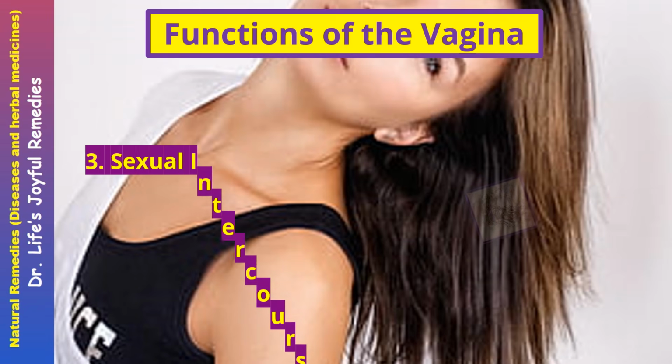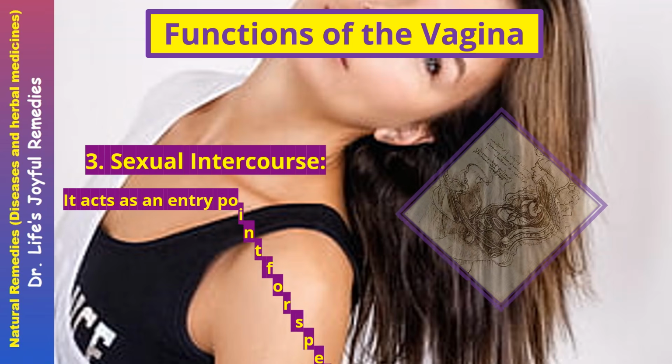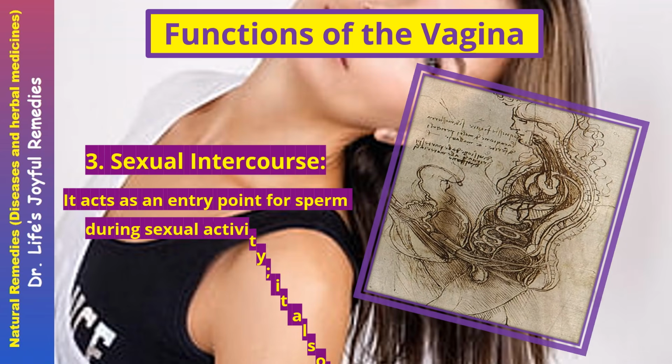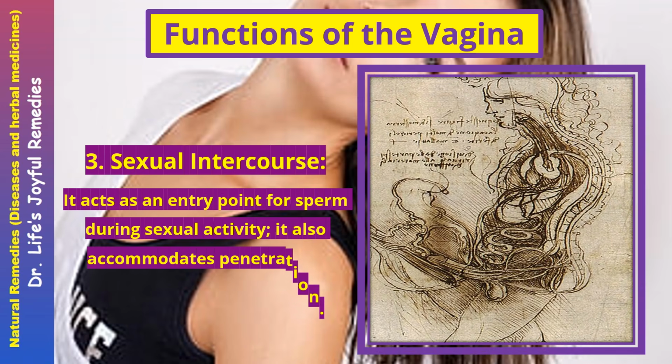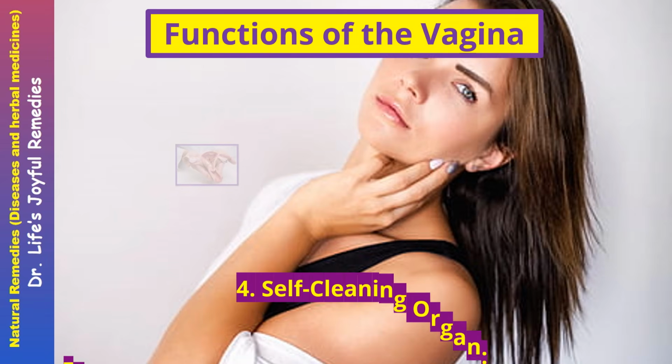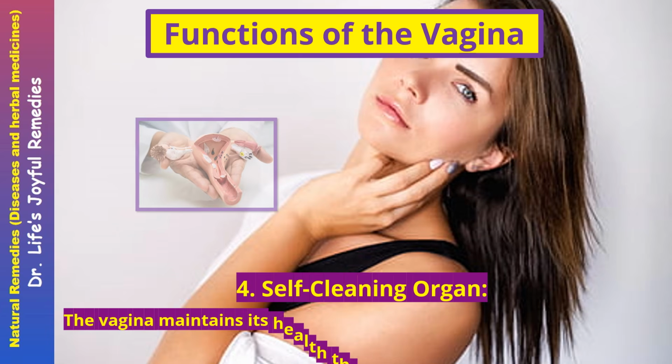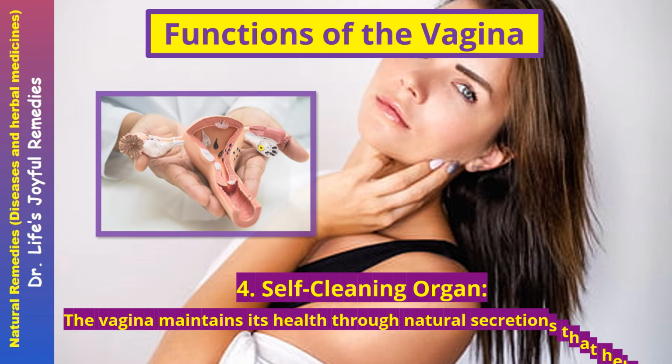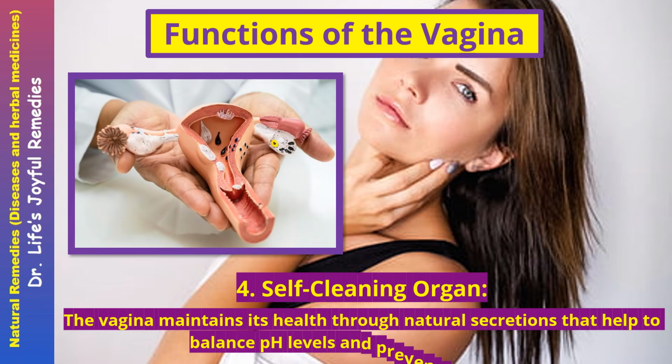Functions of the vagina. 3. Sexual intercourse. It acts as an entry point for sperm during sexual activity. It also accommodates penetration. Functions of the vagina. 4. Self-cleaning organ. The vagina maintains its health through natural secretions that help to balance pH levels and prevent infections.